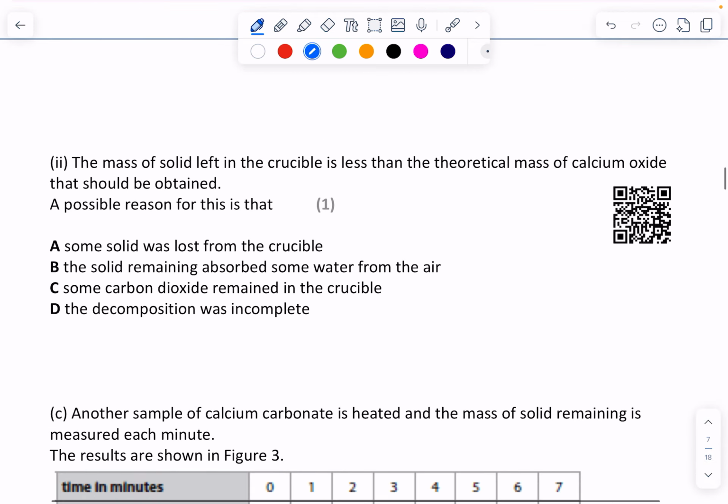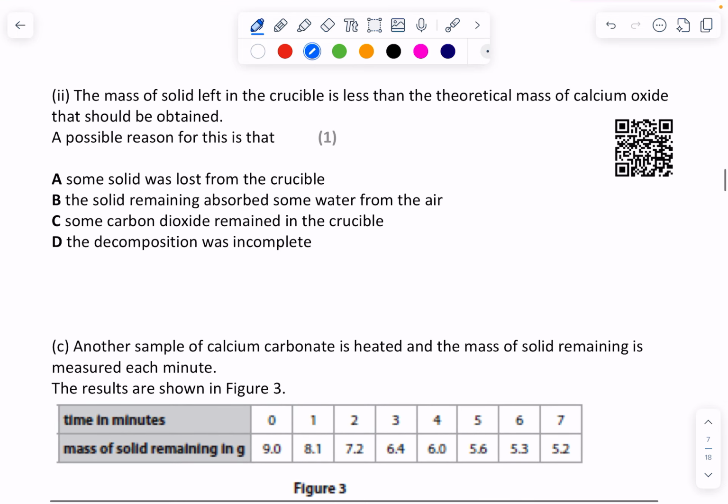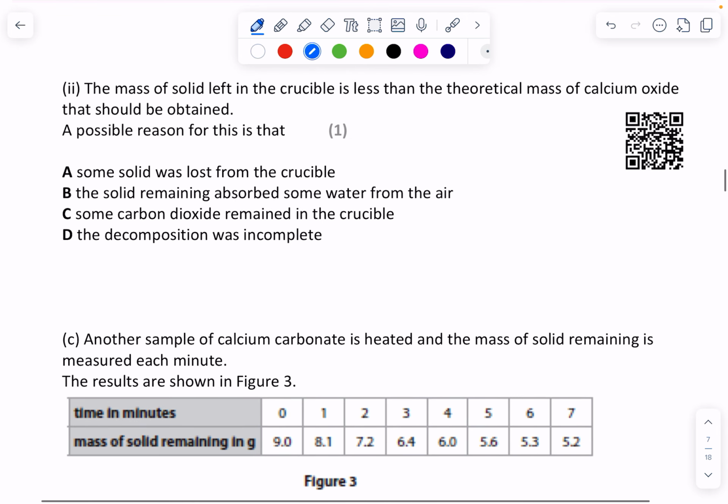Okay, part two is the mass of solid left in the crucible is less than the theoretical amount. Reasons why. So remember, it's always going to be less. Experiments never work as they do in theory. So the options here, let's just go through each one of them.